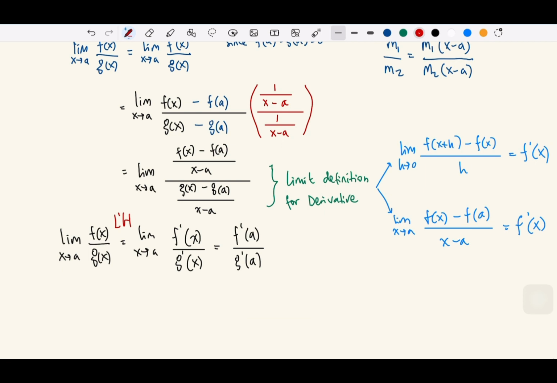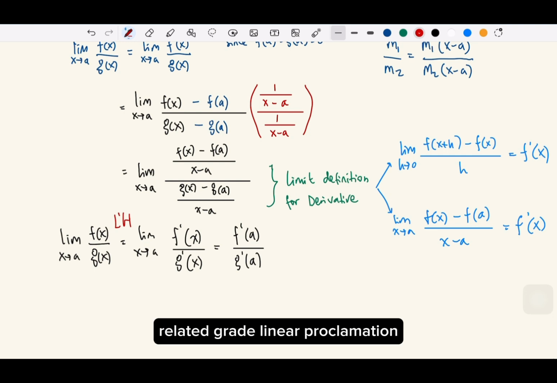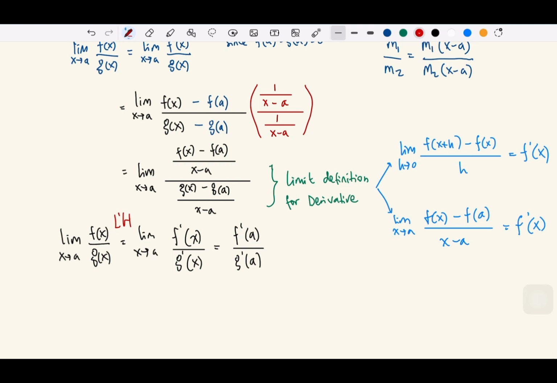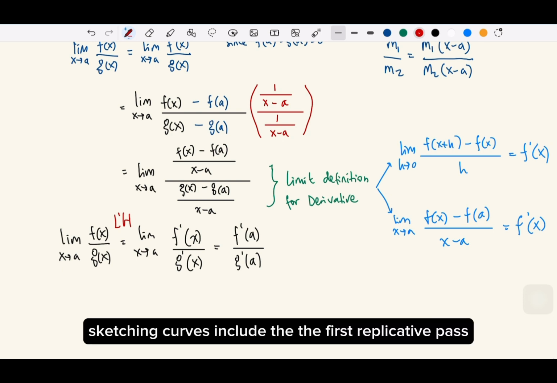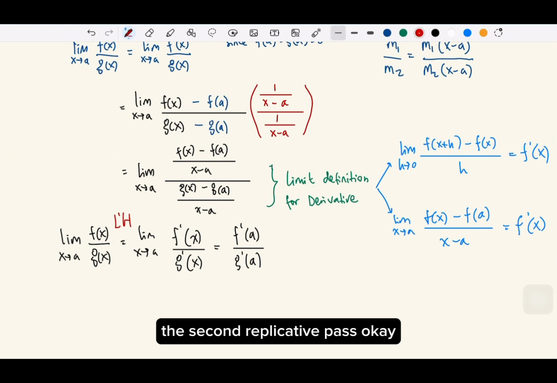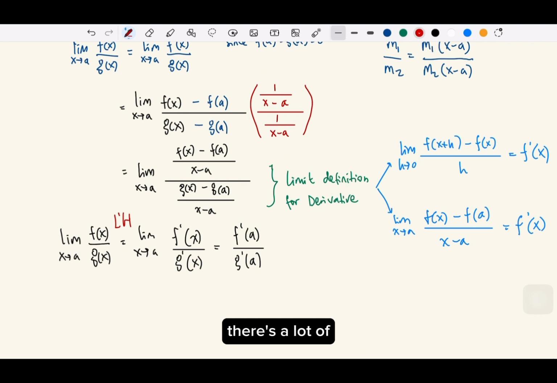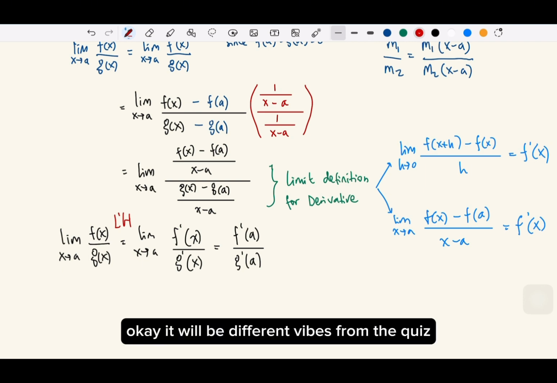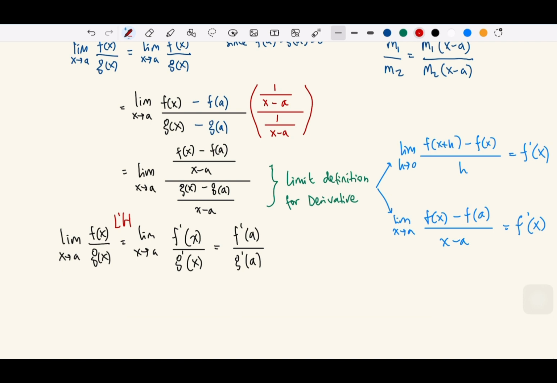Okay, limits, derivatives, all the techniques, related rates, linear approximation, and sketching curves. Sketching curves include the first derivative test, the second derivative test, including all in the sketching curve, the asymptotes, blah blah blah. There is a lot in sketching curves, so include all. It will be different vibes from the quiz. I believe the quiz is a happy event. So this is a little bit scary.